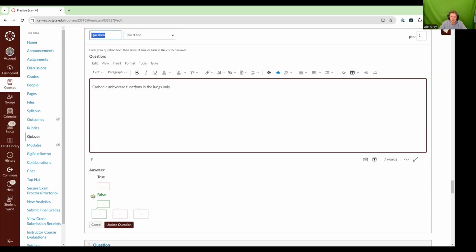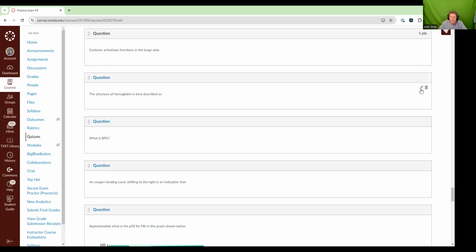Carbonic anhydrase functions in the lungs only. True or false? And that's false because carbonic anhydrase is going to function in the bloodstream so that it can basically feed. It's going to feed from the muscles, one place that it's going to be acting, and the lungs being the other. So false is correct. False is the correct answer here.